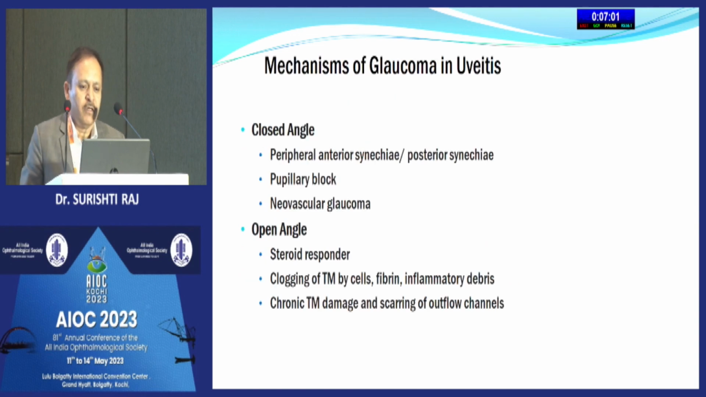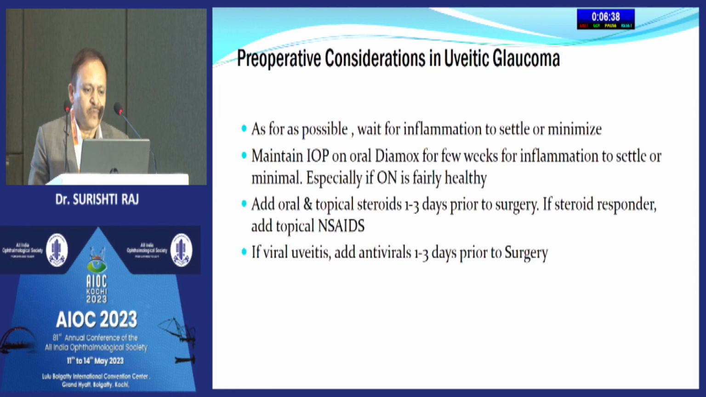success. So there are two mechanisms of glaucoma: closed angle due to synechiae or pupillary block or neovascular glaucoma, or open angle seen in steroid responders, or clogging of the trabecular meshwork with cells, fibrin, or inflammatory debris, or chronic trabecular meshwork damage and scarring of the outflow channels.